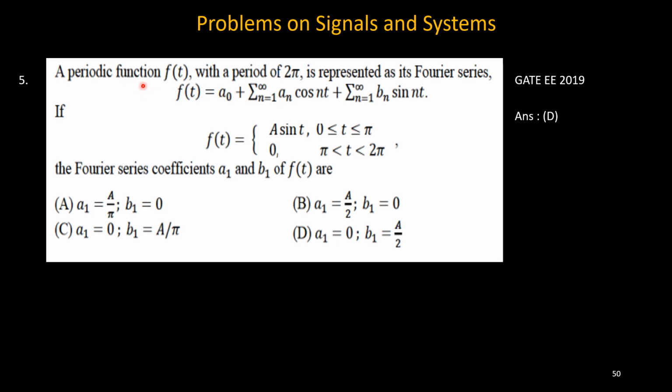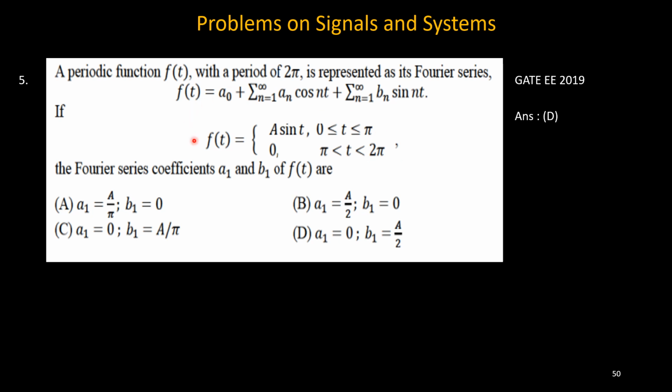It is again given a periodic function f of t with period of 2 pi. Its Fourier series is given like this, trigonometric form, a0 and summation of a n cos n t, b n sin n t, and f of t is a sin t for range 0 to pi and equal to 0 for pi to 2 pi.